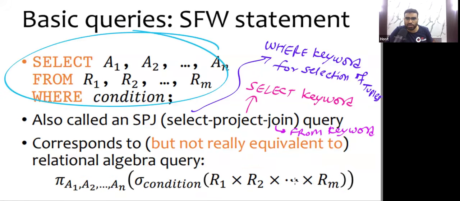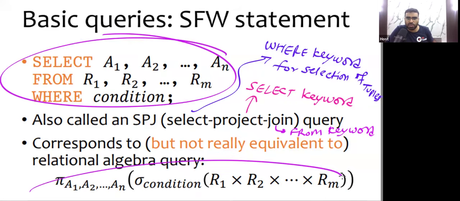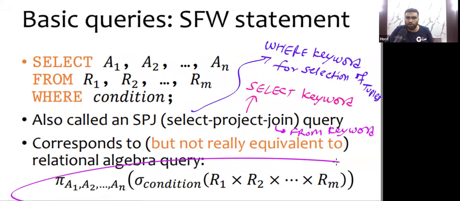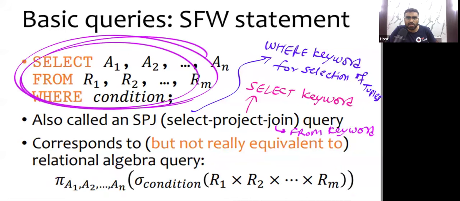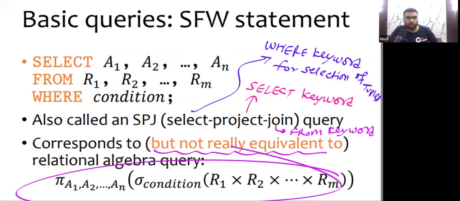This SQL query is similar to this relational algebra query. But can I say they are exactly equivalent? What is the difference? They are not equivalent. They may or may not give you different results. So where is the difference? Here we don't have duplicates, but here we can have duplicates. In SQL, duplicate tuples might be there, but in relational algebra we don't have duplicate tuples. They are not equivalent because of duplicate tuples.